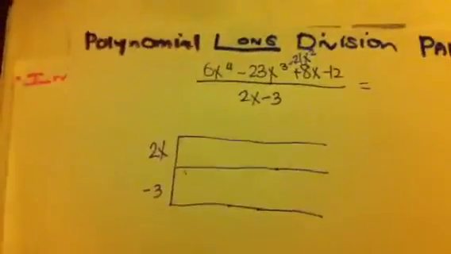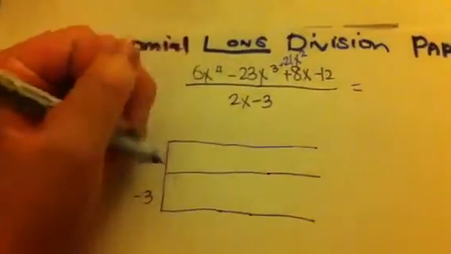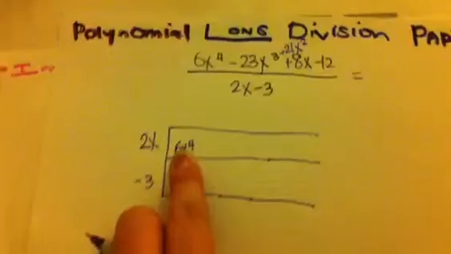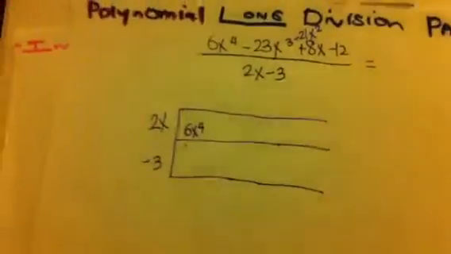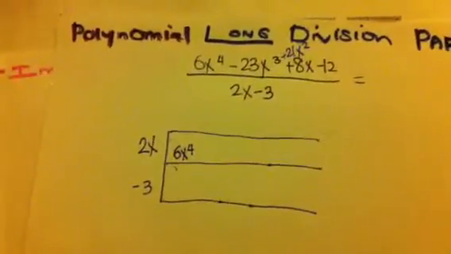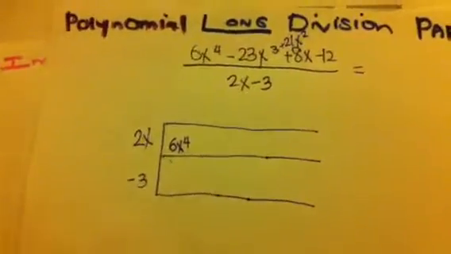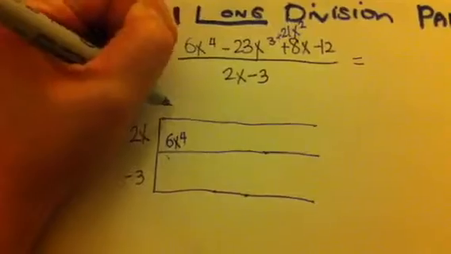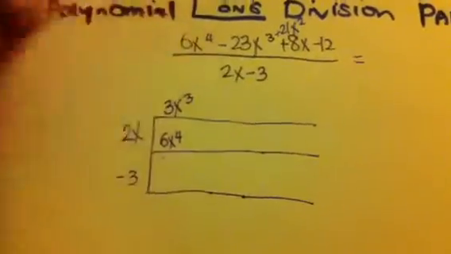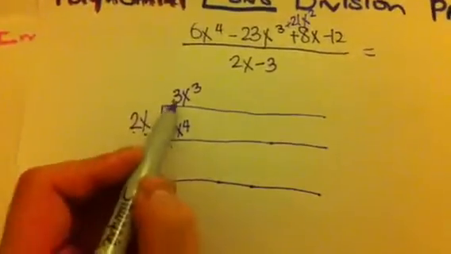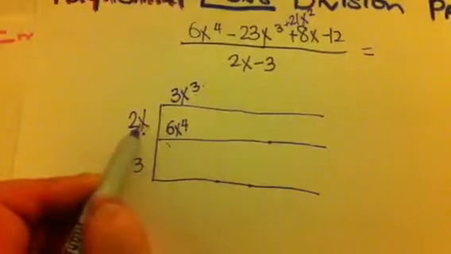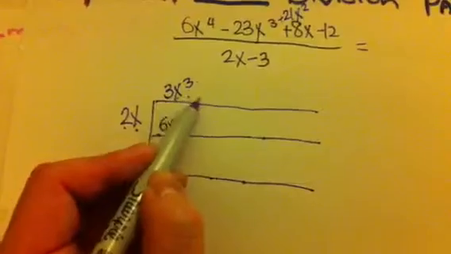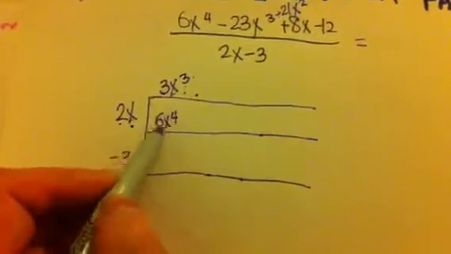Okay? As always, you go ahead and you put your first term to the furthest left corner. Then you ask yourself, what do you need to multiply 2x by to get 6x to the fourth? You go ahead and multiply by 3x to the third, because 2x times 3x to the third is 6x to the fourth. And remember, 2 times 3 is 6. Look at them separately. x times x times x times x, 4 x's, x to the fourth.